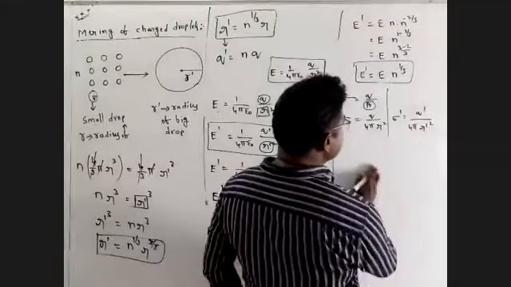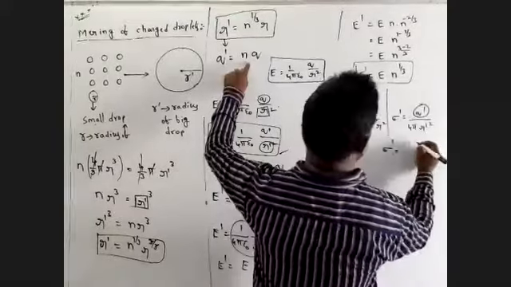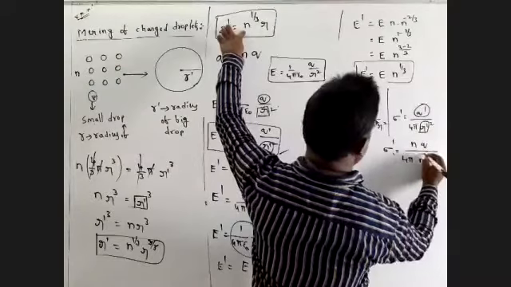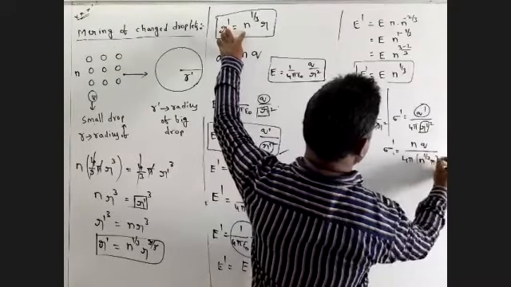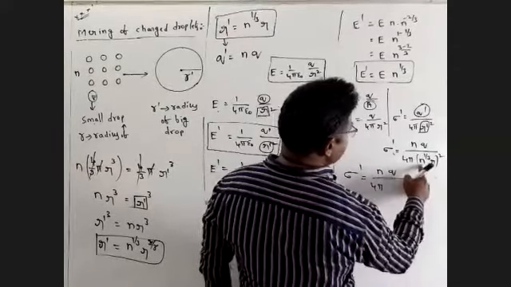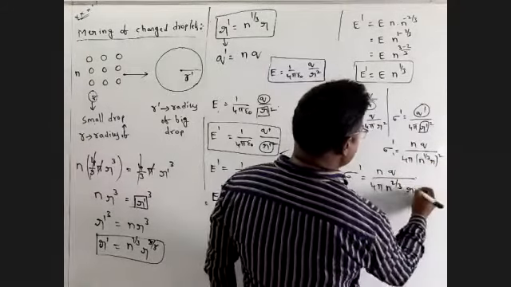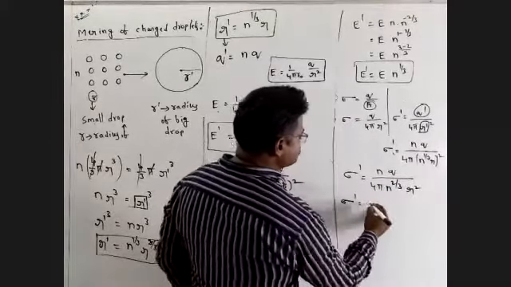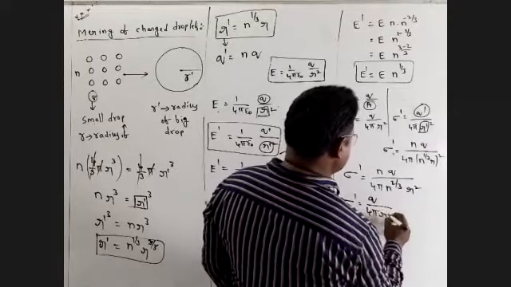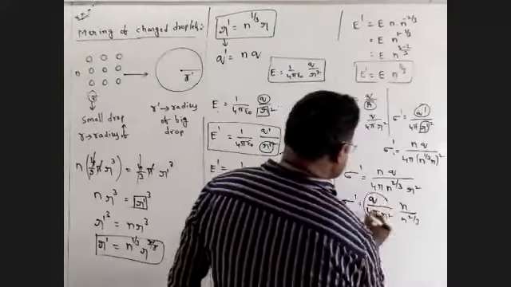Now sigma dash is equal to Q dash by 4 pi r dash square. What is the Q dash value? Q dash is NQ, and 4 pi R dash is N power of 1 by third, whole square. Sigma dash is equal to NQ by 4 pi, N power of 2 by third, R square. So sigma dash is equal to Q by 4 pi R square, N by N power of 2 by third. This is the value I'm checking.